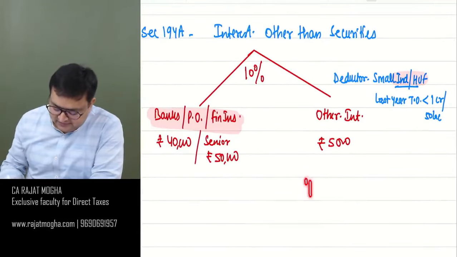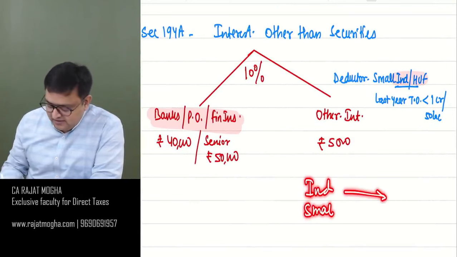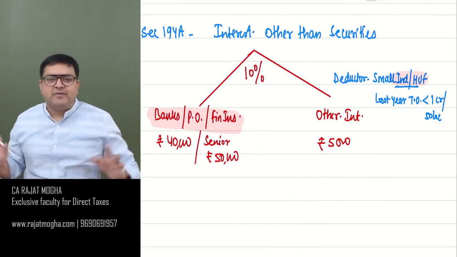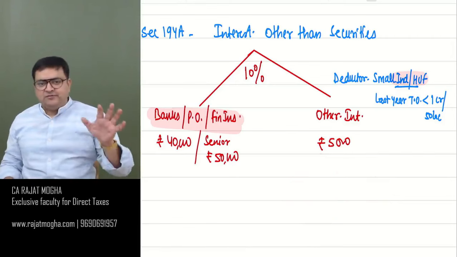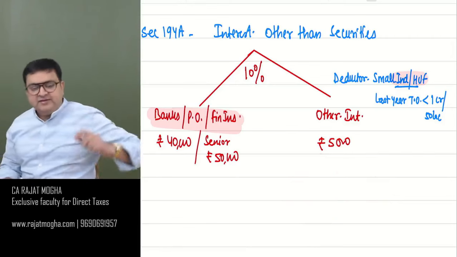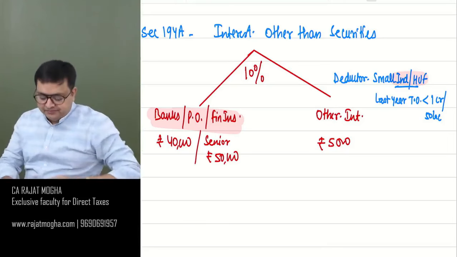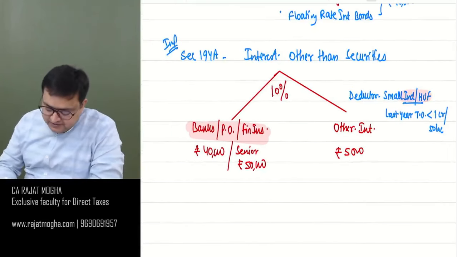So let's say it's a small individual, and they are giving you interest. But it's a small individual, so they can't deduct TDS. TDS will not apply in that case. There are no TDS provisions in that case. But if this individual's turnover of the last year is more than 1 crore, or 50 lakh for profession, they will deduct TDS.